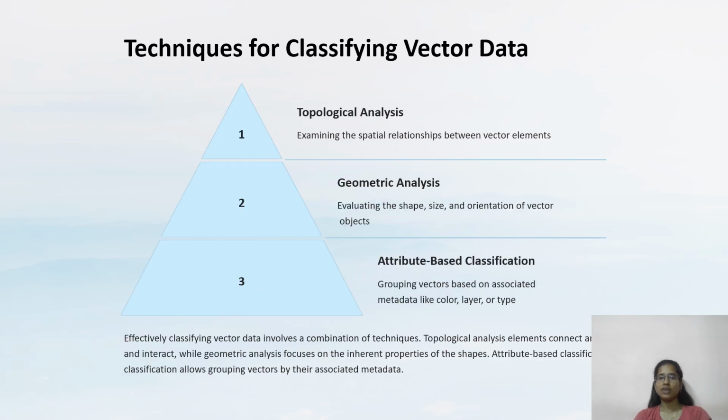The techniques for classifying vector data include three steps. Initially, the first is topological analysis, in which we see how the vector elements connect and interact. In the next step, geometric analysis focuses on the inherent properties of the shapes. And the third one is attribute based classification. It allows the grouping of vectors by their associated metadata, which enables efficient organization and retrieval. The metadata includes color, layer, or type of the data.